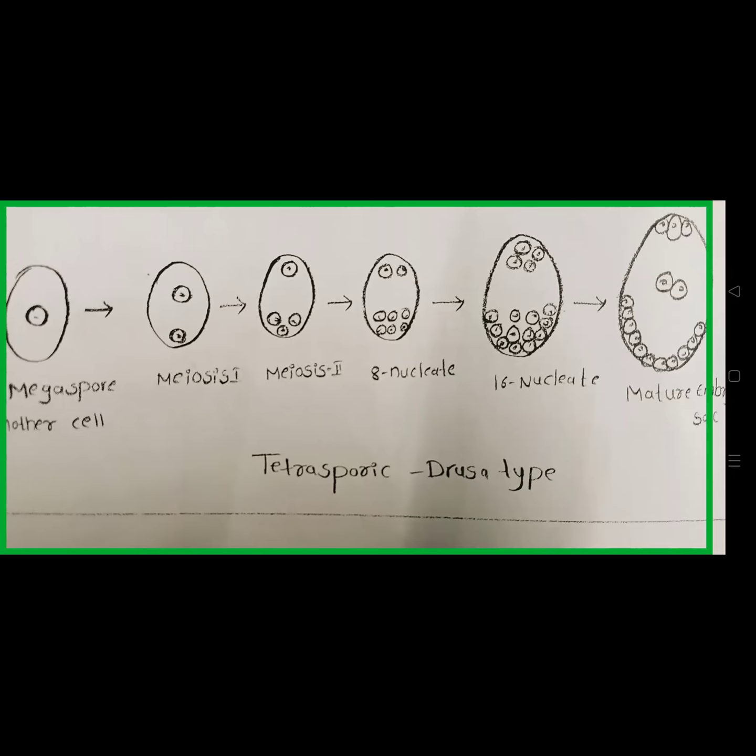Going to the next topic, 8 nucleate embryo sac types. Shall we go? Yes, madam. Okay. So next, these are also tetrasporic embryo sacs. So 16 nucleate embryo sacs are 3 types: peperomia, pinia, drusa. Like that, 8 nucleate embryo sacs are also 3 types, that is adoxa, plumbago, and fritillaria.